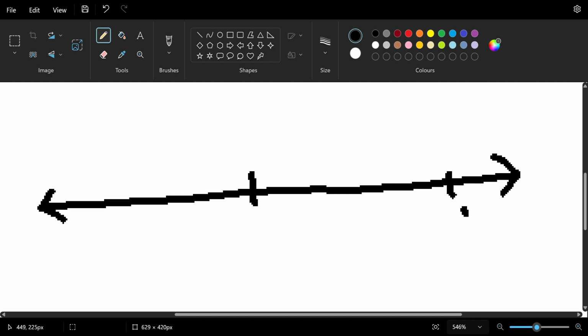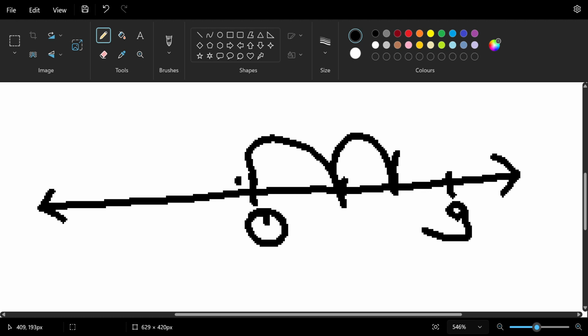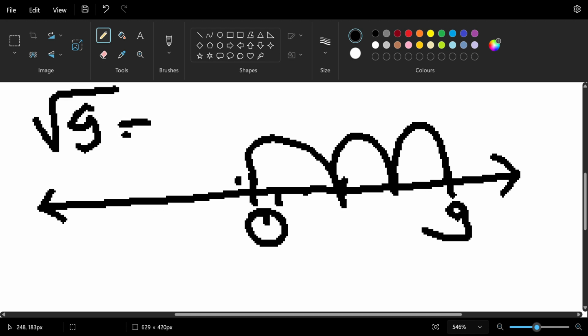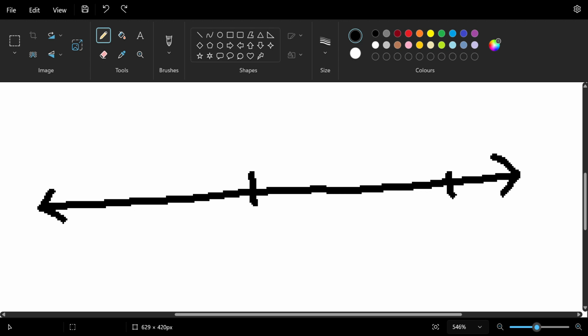Let's say here is 9, and here is 0. So we want to find the square root of 9. So we want to multiply 3 times 3. We'll move 3 steps, 3 times, like 1, 2, 3. If we move 3 steps, 3 times, we'll get 9. So we can say that the square root of 9 is equal to 3. But what can you say about the square root of numbers like negative 10?